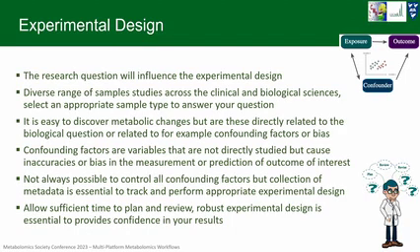And it's really easy to discover metabolic changes, but what we need to make sure is that they are actually related to your biological question and not due to some confounding factor or some bias that you may have introduced into your study. And quite often, these confounding factors are variables that are not directly studied, and they cause inaccuracies or bias in the measurements or the prediction of the outcome. Now, unfortunately, it's not always possible to control these confounding factors, but what we can do is make sure that we collect sufficient metadata so that at least we can look at this and we can track it, and we can perform appropriate experimental design.